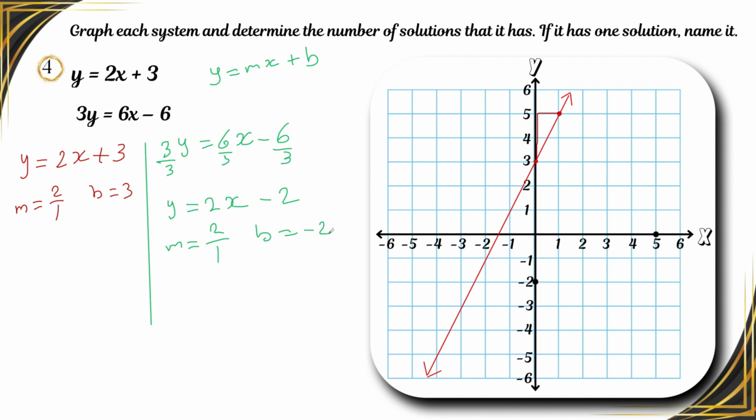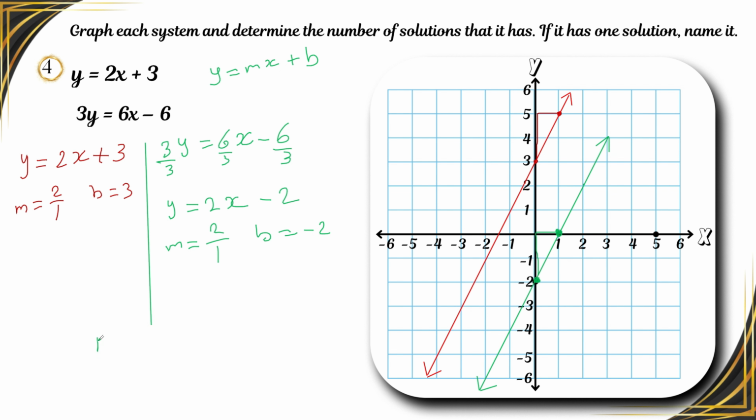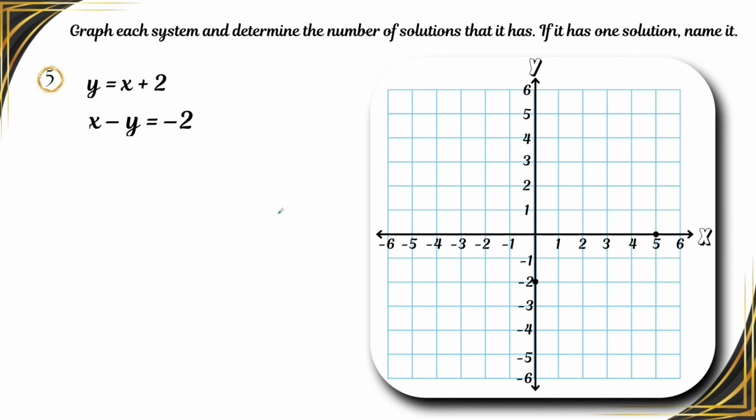Let's start from the y-intercept -2, this point. Now we need to rise 2 and run 1. Up 1, 2, and run 1 right and put the dot here. After that, we need to graph a line passing through the 2 dots. Now from the graph, we can see the 2 lines are parallel. In this case there will be no solution. And if we have no solution, the system will be inconsistent.